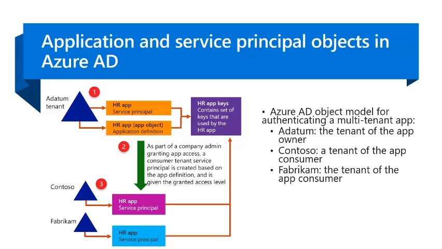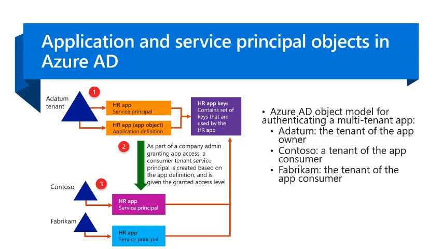Application and service principal objects in Azure AD. In Azure Active Directory authentication and authorization scenarios, an application can function in these roles. First one is client role, consuming a resource. Server role, exposing APIs to clients. Both client role and resource server role.